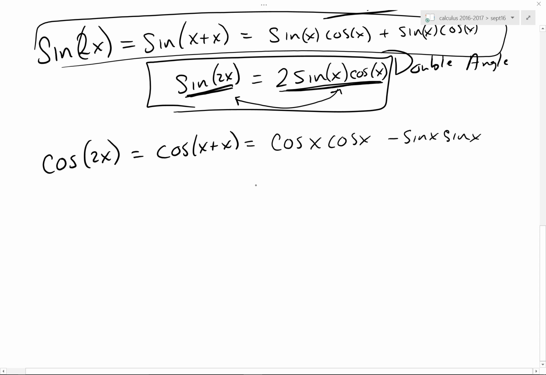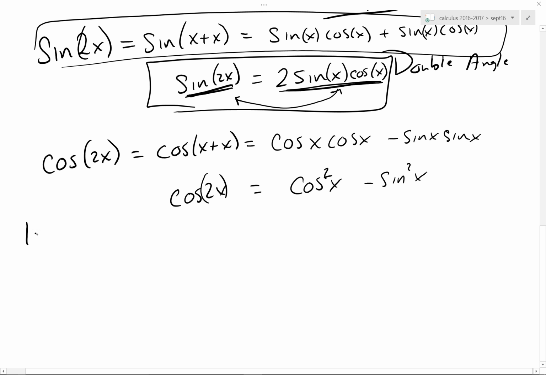Okay? So this is cosine squared x minus sine squared x. This is equal to the cosine of 2x. This is kind of a big deal. This one right here can be written several different ways, though.